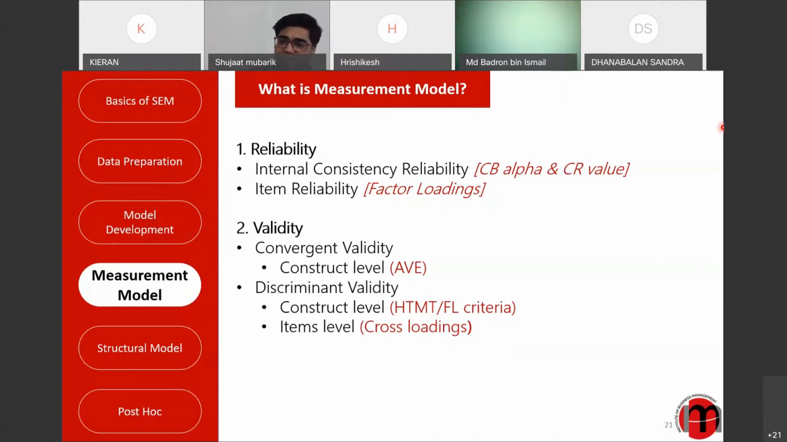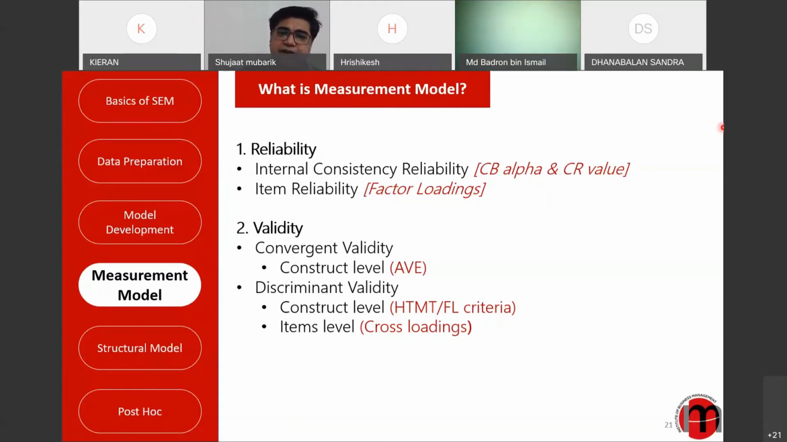Now, internal consistency reliability is gauged by two tests that statisticians have given us. One is the Cronbach alpha, and the other one is the composite reliability, or CR values. I'll explain the threshold values of those. And for the item reliability, we rely upon the factor loadings, that is, what the loading of the item is. So this is for the reliability, and for the validity, we have two aspects.